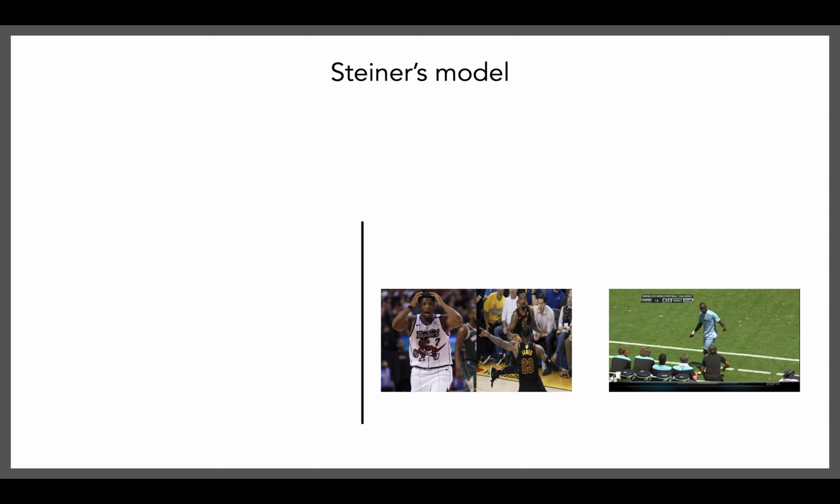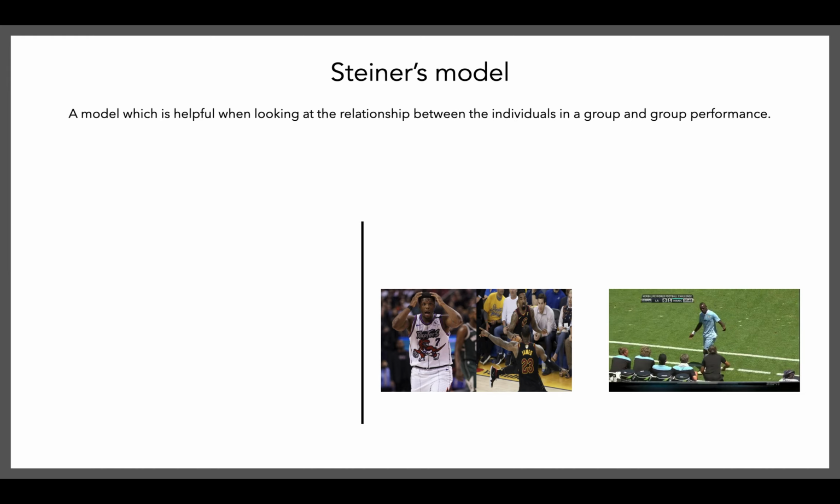So we're going to look at Steiner's Model here. He had a model for this. And quite simply, he looked at the relationship between the individuals in a group and their group performance. And what he said was actual productivity, so the output, equals potential productivity minus losses due to faulty processes.